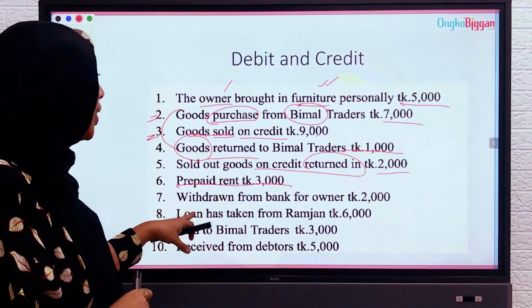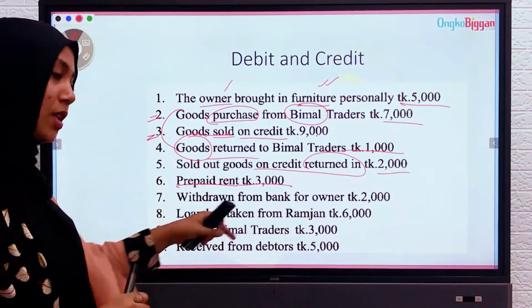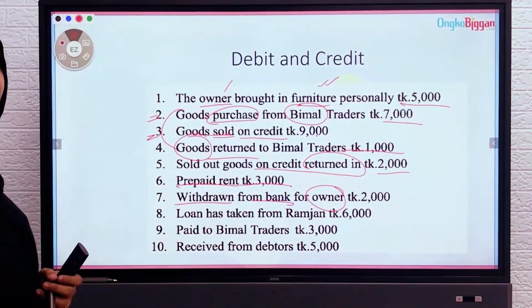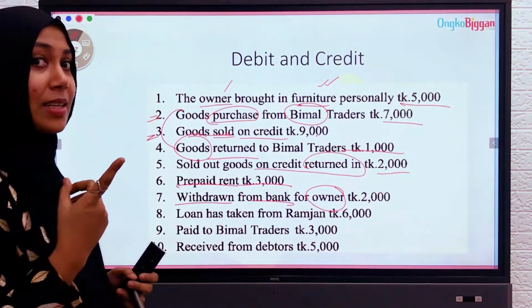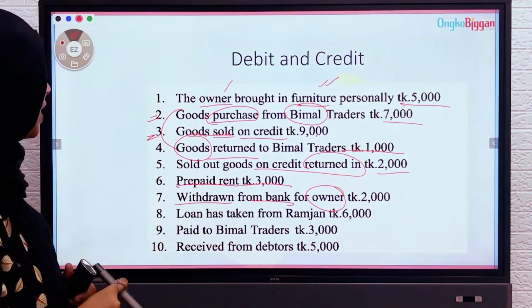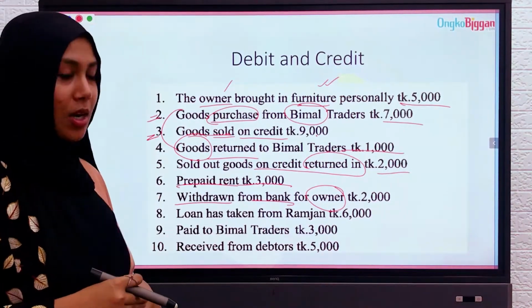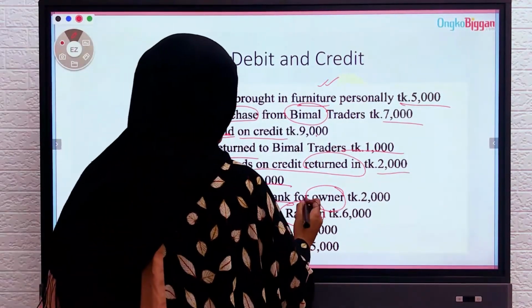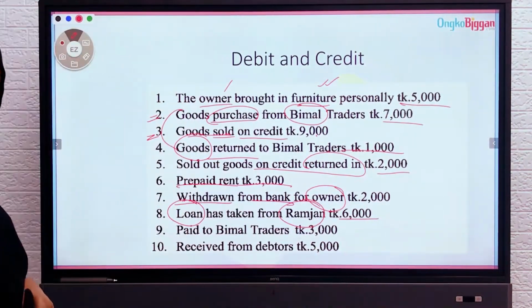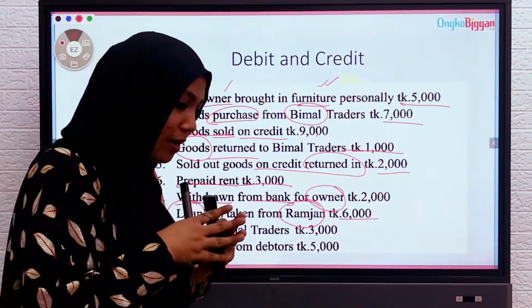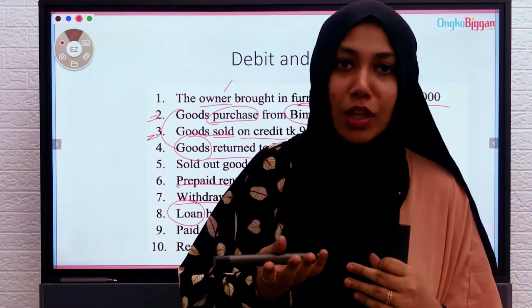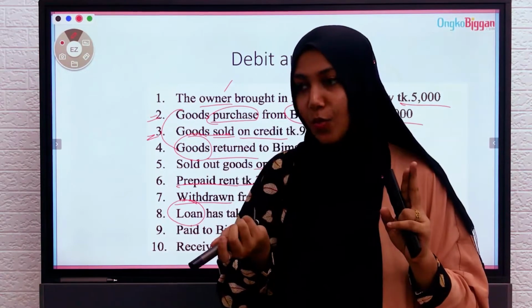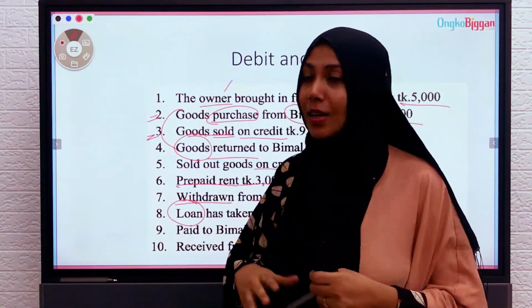Okay. Number 7. Withdraw from bank for owner. We withdraw, and that's for the owner, and there is a bank. So what are the two accounts? Equity, right? Capital and bank. Okay. Number 8, loan has been taken from Ramjan, taka 6,000. We have taken a loan from Ramjan, the amount is 6,000. So whenever you get any transaction and you have to do the journal of that, first thing, what are the two accounts and what's up and what's down, and then follow the dealer, make a journal.